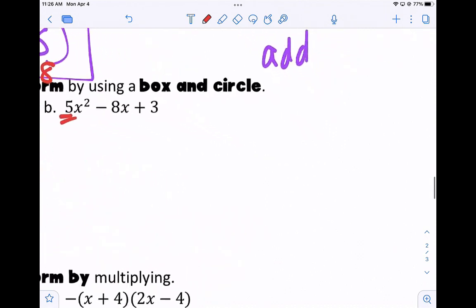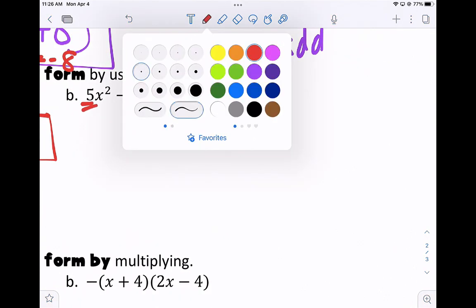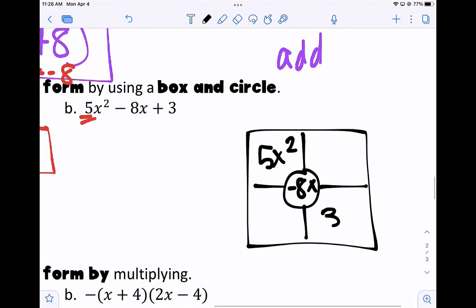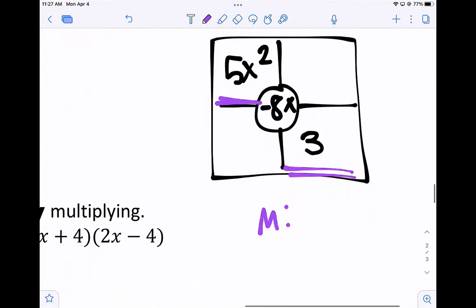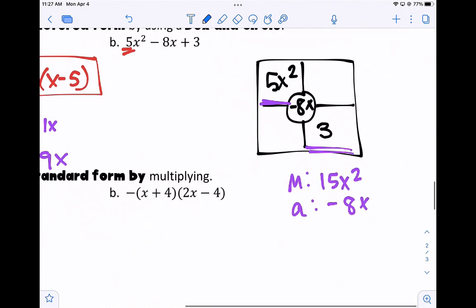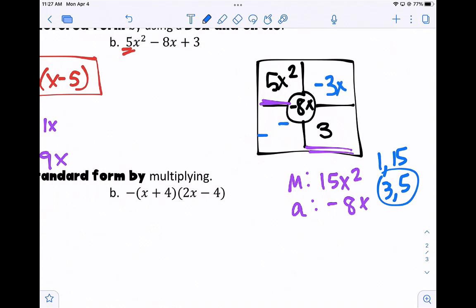All right, let's do one more box and circle. So we have 5x squared, negative 8x, and 3. And we'll multiply these two together. So it multiplies to 15x squared that adds to negative 8x. So let's think of some factors of 15. 1 and 15, 3 and 5. Okay, so it's going to be 3 and 5, but they both have to be negative to multiply to a positive and add to a negative. So in either order, negative 3x, negative 5x.